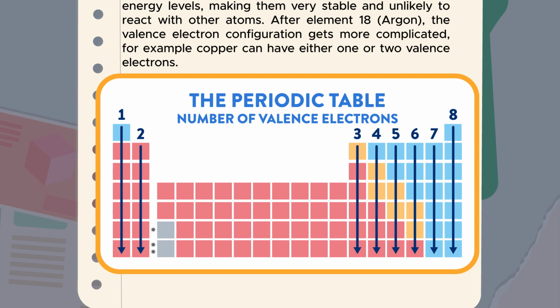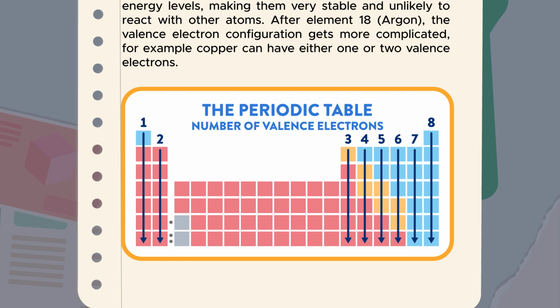It highlights 8 groups. Elements in the first group, or column, on the periodic table have 1 valence electron. Elements in the second group have 2 valence electrons. The transition metals are skipped over. Elements in group 3A have 3 valence electrons. The pattern continues until the last group has 8 valence electrons.